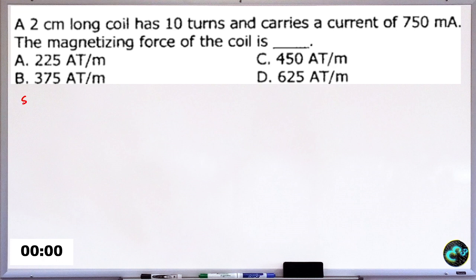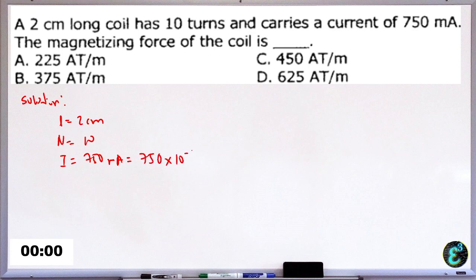Okay, solution. So our given length is 2 cm. Tapos yung number of turns is 10. Tapos yung current is 750 milliamperes. So this is equal to 750 times 10 raised to the power of negative 3 amperes. Ito kasi ang given or the choices is naka-ampere turn per meter, so dapat ito gawin natin meters. So 2 divided by 100. So that is equal to 0.02 meters.